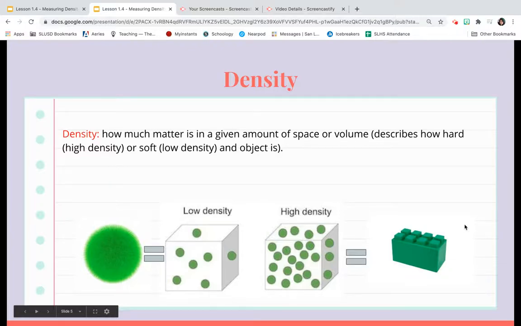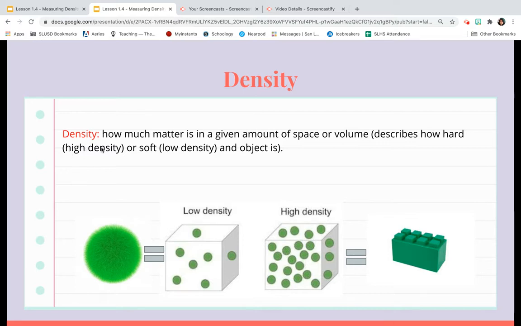So, in this lesson, we're going to talk about density, mainly because one of the ways that we measure osteoporosis and bone fractures is through density. So, let's take a quick refresher on what density is. The formal definition of density that you need to know is how much matter is given in an amount of space or volume. So, essentially, it describes how hard or how soft an object is, right?